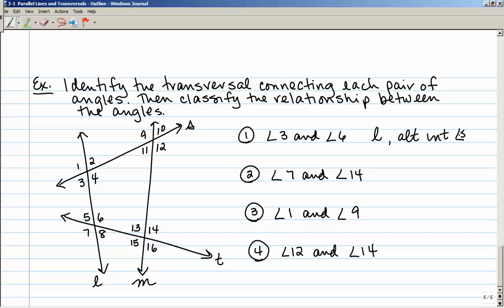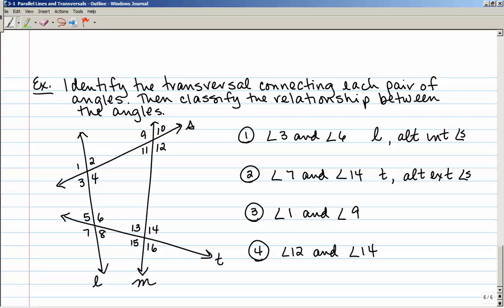Okay, let's take a look at angles 7 and 14. The relationship between 7 and 14. So it looks like in this case T is going to be my transversal. L and M are my lines being cut, and I need to ignore line S. So between 7 and 14, my transversal is the line T, and since they are both on the outside of the lines being cut and they are on opposite sides of the transversal, these are going to be alternate exterior angles.